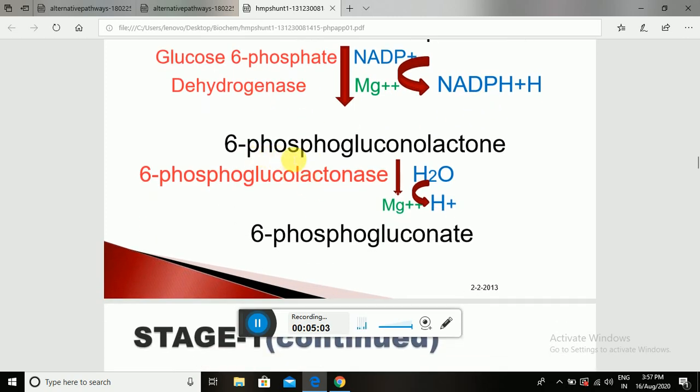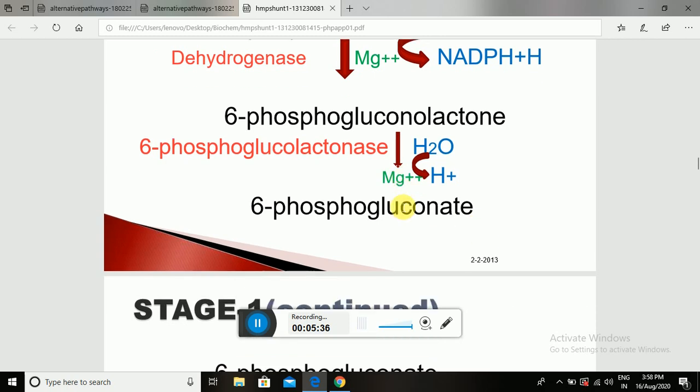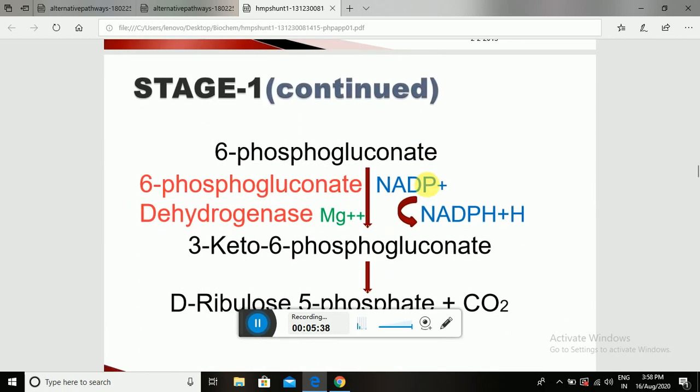Then 6-phosphogluconolactone gets converted into 6-phosphogluconate. The enzyme responsible for this reaction is 6-phosphogluconolactonase, with H2O breaking down and liberating H plus. The cofactor is also Mg2+. So 6-phosphogluconolactone gets converted into 6-phosphogluconate.